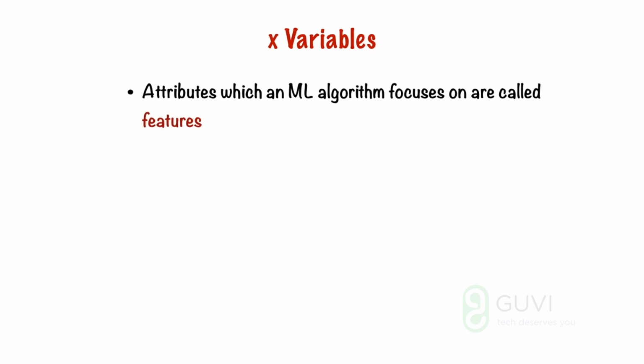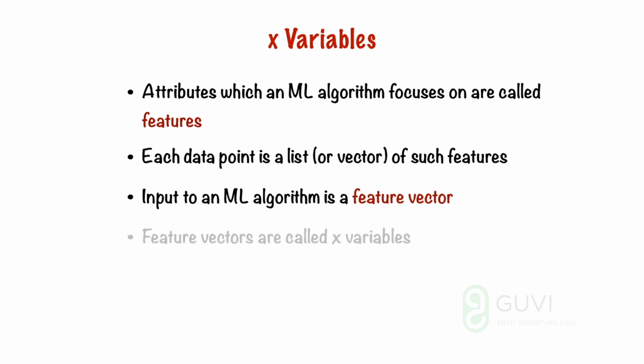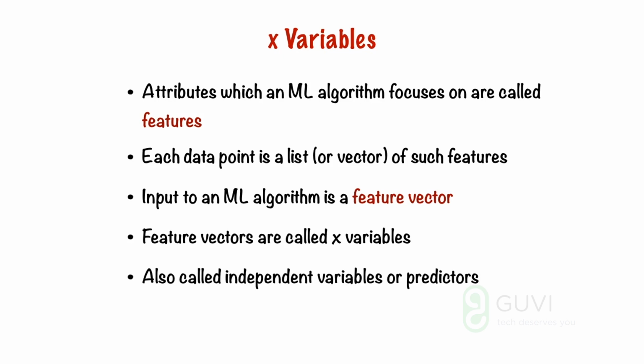Now for some more terminology, the independent variables or attributes which a machine learning algorithm focuses on are called features, and there are typically more than just one feature, and the collection of these features is called a feature vector. These are what are typically inputs to a machine learning algorithm. The feature vectors are also referred to as X variables, and the other names they go by are independent variables or predictors. So if there are a number of causes which result in an effect, you could say that the causes are represented by X variables.